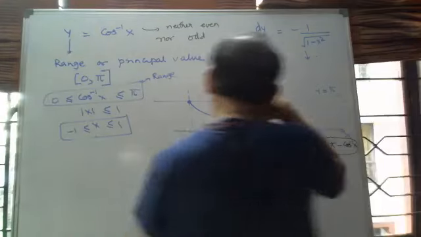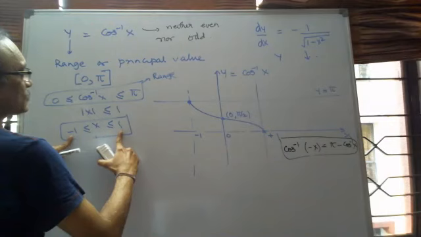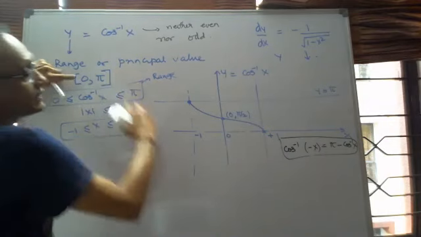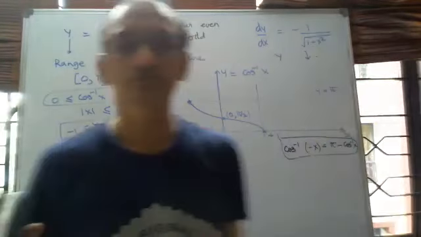Now, can I write this out? Cos inverse x का डोमेन क्या है? Mod x less than or equal to 1. रेंज क्या है? इसका प्रिंसिपल वैल्यू है 0 to pi. y equal to 0 to y equal to pi के बीच में ये ग्राफ लाई करेगा.